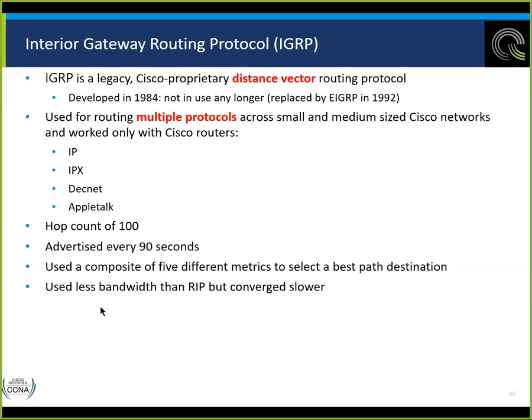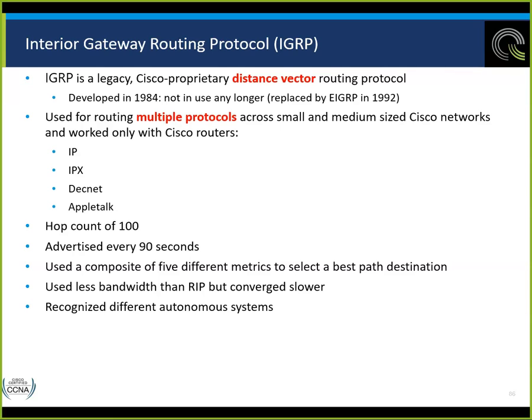Those are still used in EIGRP. Less bandwidth than RIP, converged slower than RIP because of the 90 seconds. It recognized different autonomous systems. Autonomous system numbers, which we assigned. My brain got crossed there. An autonomous system number that we assign.